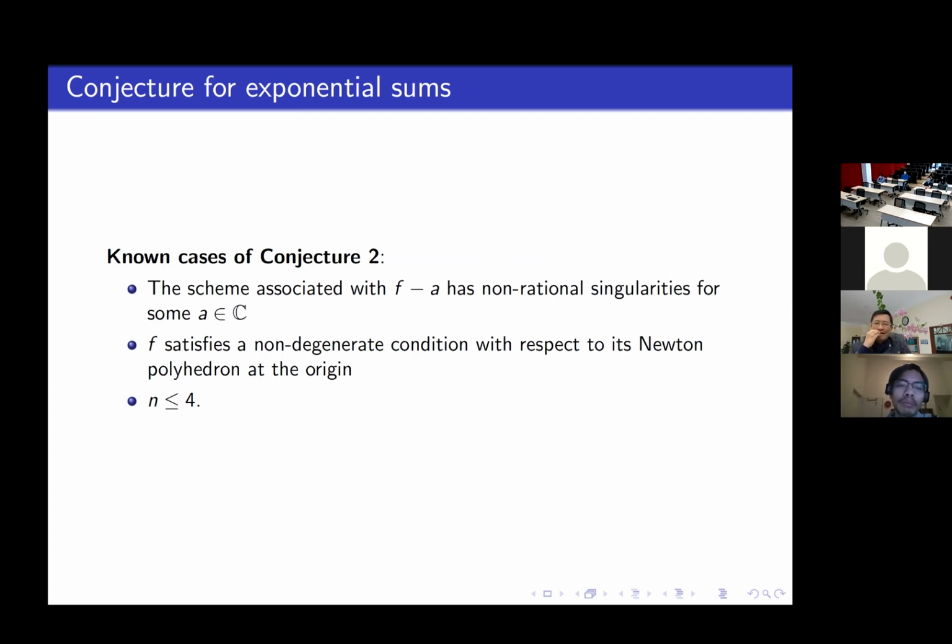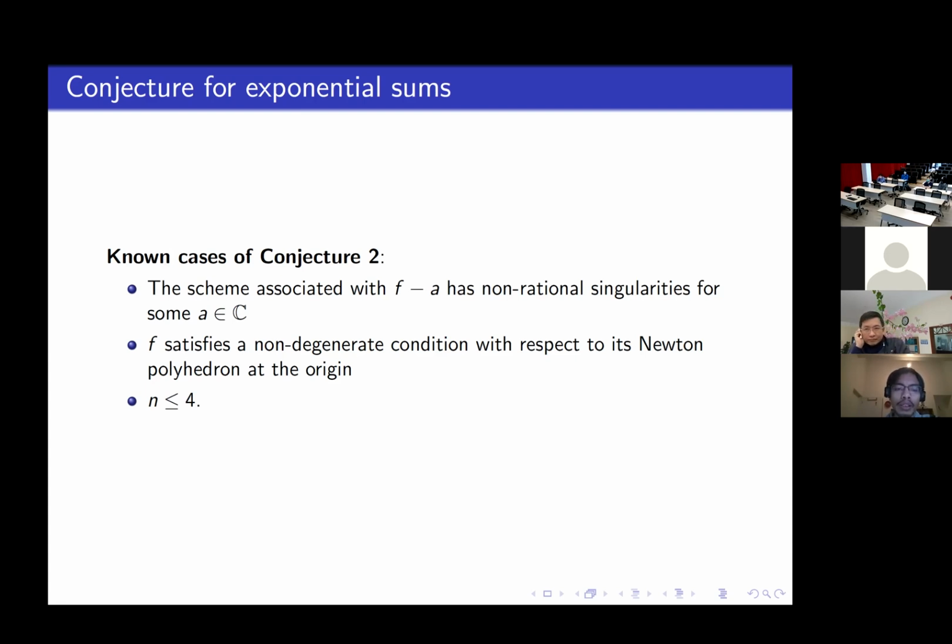So some cases of Conjecture 2 have been confirmed. The first case is that the scheme associated with f minus a has rational singularities for some a in C, and this follows from some recent results of my work with Kruger and Musata. The second case that we know about Conjecture 2 is if F satisfies some non-degenerate condition with respect to its Newton polyhedron at the origin.